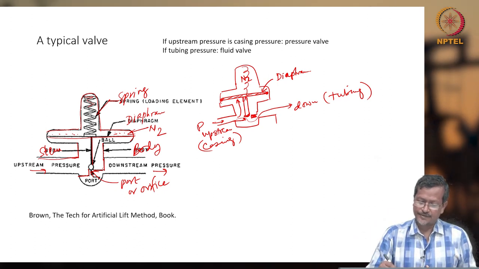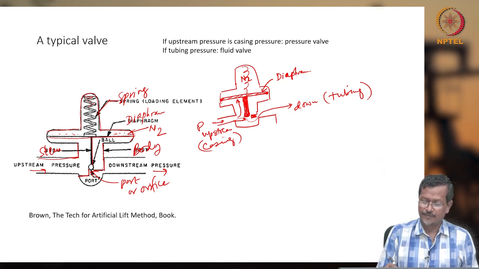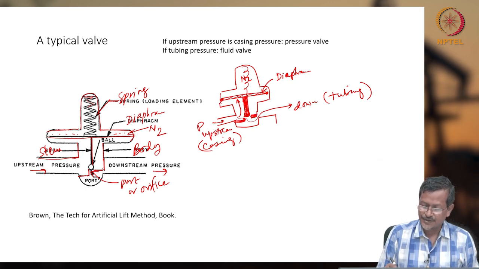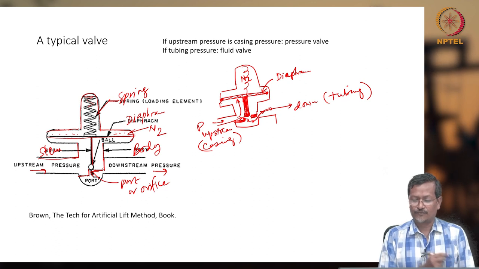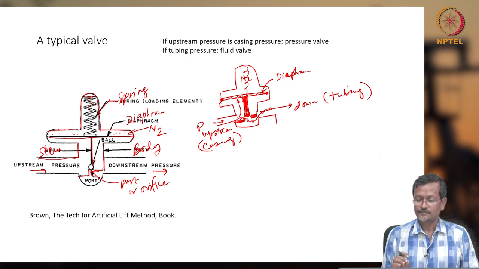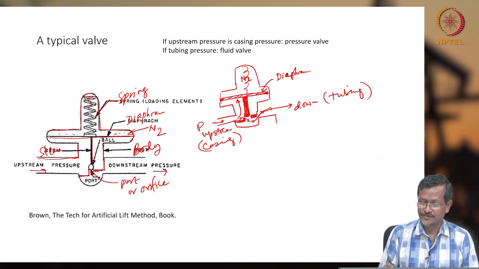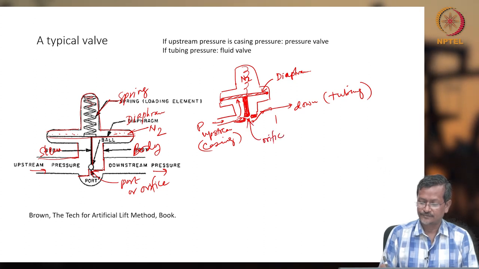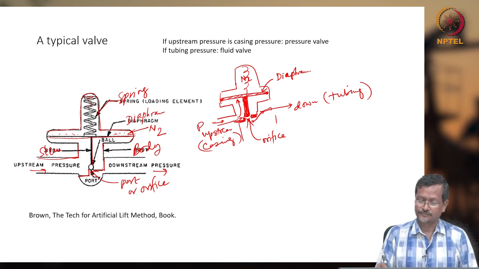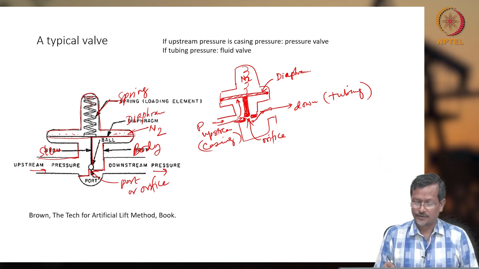When it is moving up, the connected stem, this stem I made red, will move up. You can see one port, one flow path, is getting created. When the flow path is created, fluid from the casing will enter your tubing. The gas you are injecting will enter your tubing, and the tubing also has an effect on opening this stem or orifice. This is the orifice, I already told you. So casing gas will enter the tubing because of this mechanism.